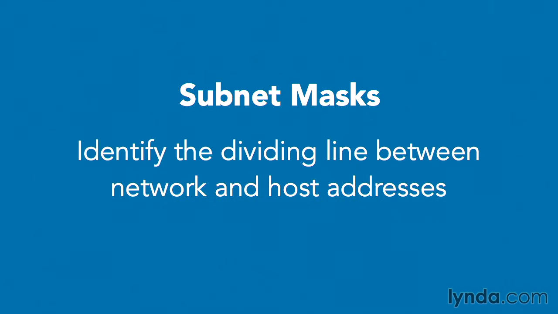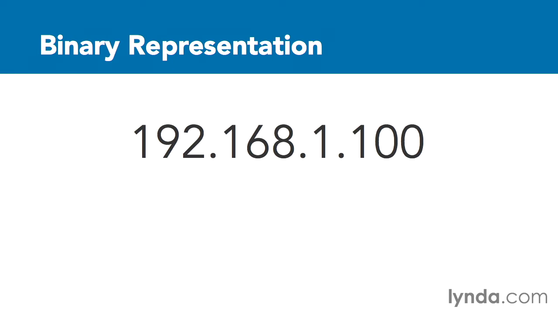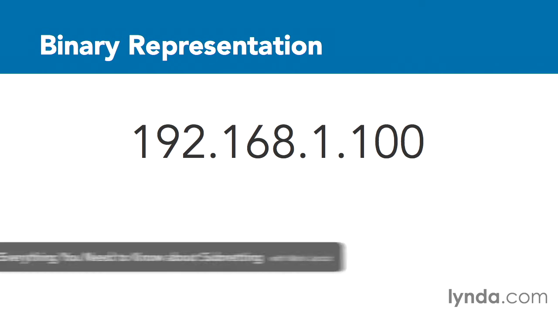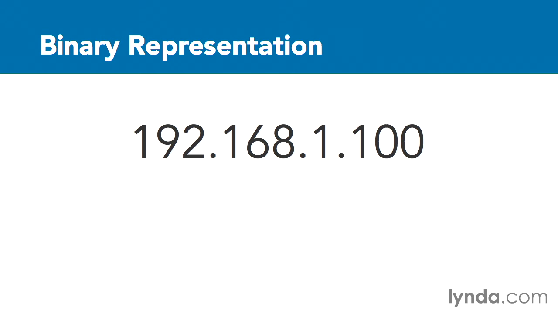Once you start shifting the dividing line between network and host addresses around, you'll need to tell network devices how you've done that. You do this by assigning a subnet mask to the network. Before we get into subnet masks, you need to understand that IP addresses are actually written in binary form. If you're not familiar with binary math, you might want to watch the Understanding Binary Basics video with Mark Jacob for more information. I'll assume that you've already had some exposure to binary math.